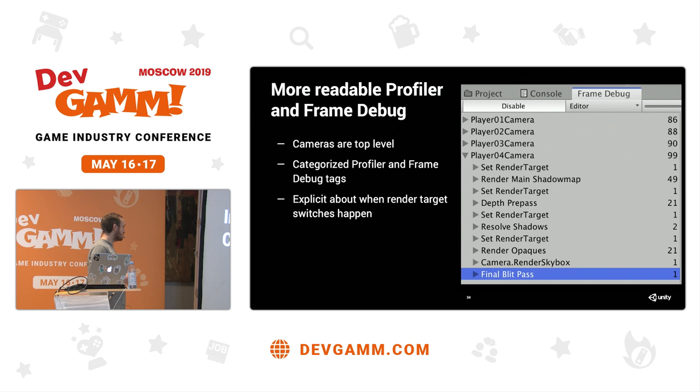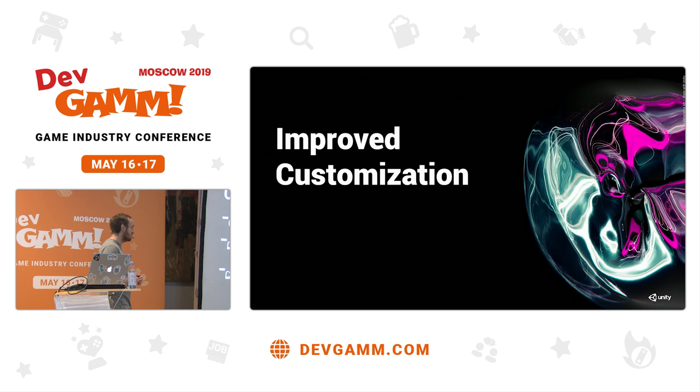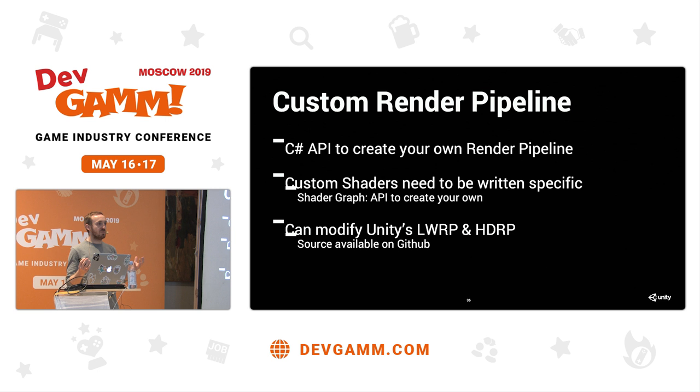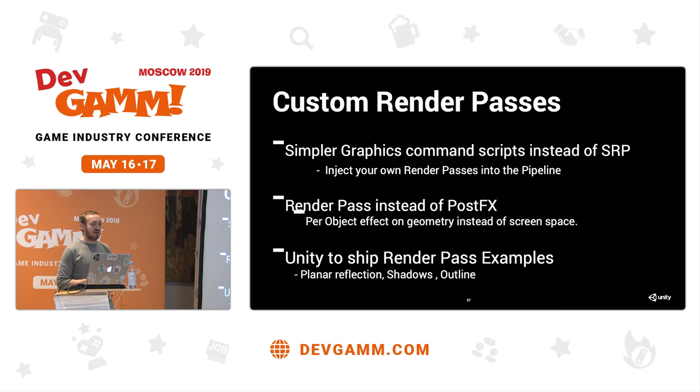Cool. So, improved customization. What does this mean? Like I said before, the Scriptable Render Pipeline core system is a C# API, and you can create your own render pipeline assets like we have done for Lightweight and HD. What's also great is that you can modify the existing ones. So if you're fairly new to graphics programming, or you're quite happy with most of the things in Lightweight but want to add your own thing, then you can do that. What's really cool is that you can also inject your own custom render passes into the rendering pipeline. We're going to do that soon.